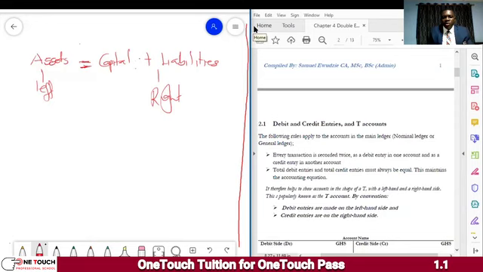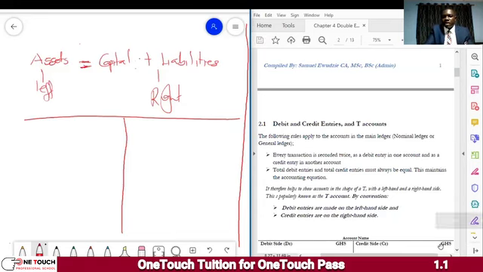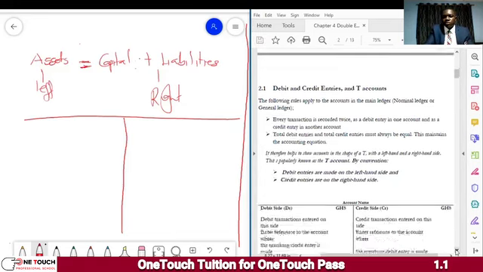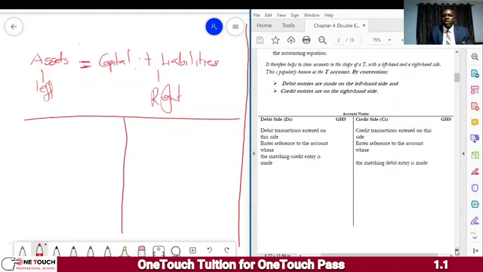Now, from our discussion, we have already indicated that it therefore helps to show accounts in the shape of a T with a left-hand side and a right-hand side. And this is popularly known as the T account. So a normal account is shown like this. So this is our T account.